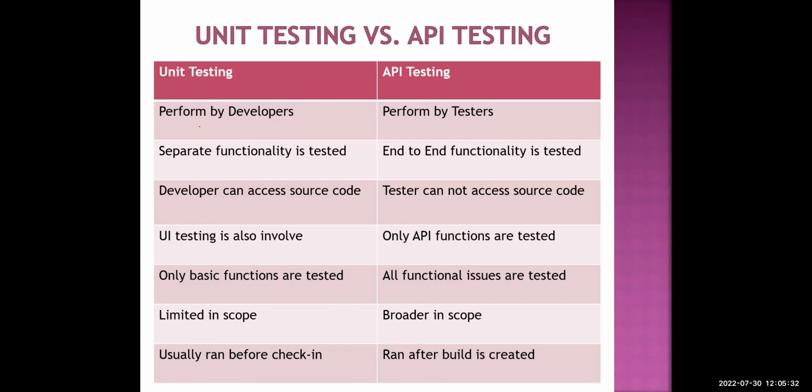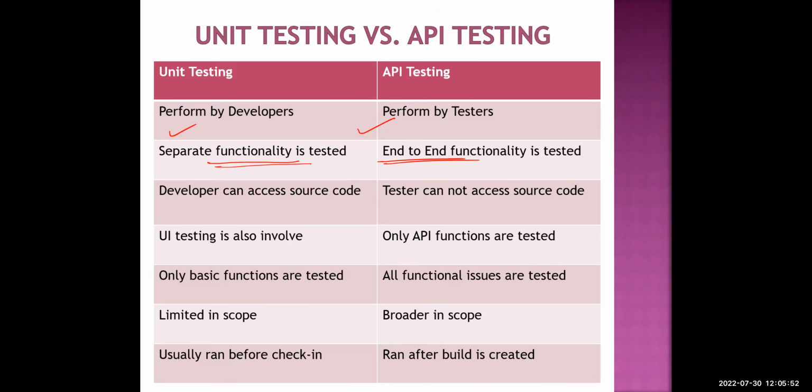First point, unit testing is performed by the developer, but API testing is performed by the tester. In unit testing, what do we test? Separate functionality. Yes, the smallest part of the application we test in isolation. Correct? Separately, independent testing we will do. But in API testing, what do we do? We test the end-to-end functionality.